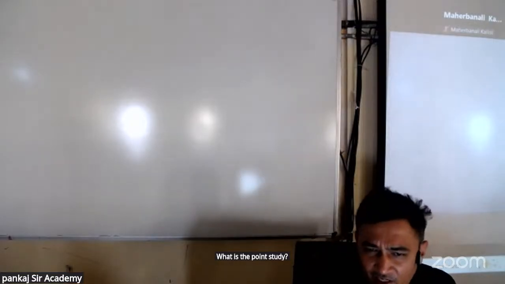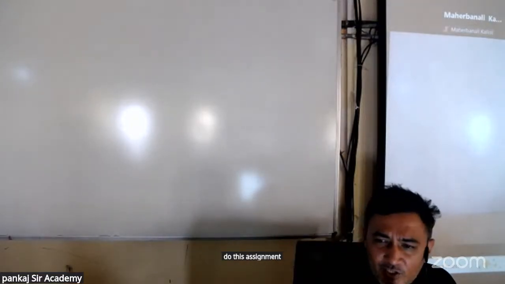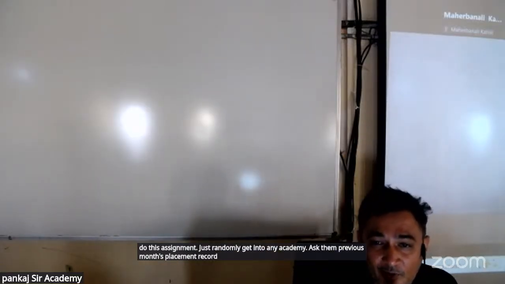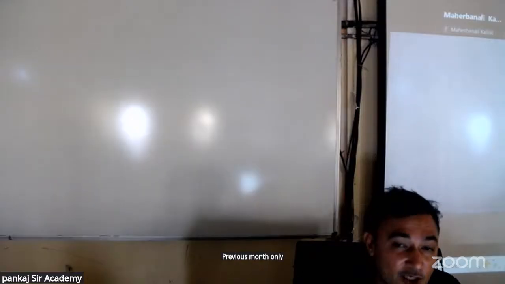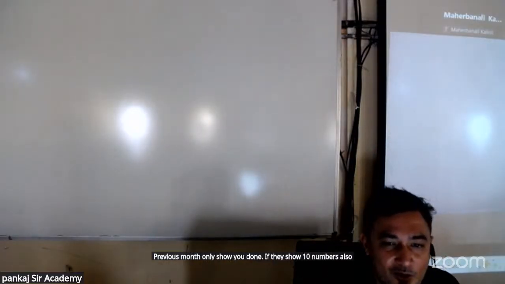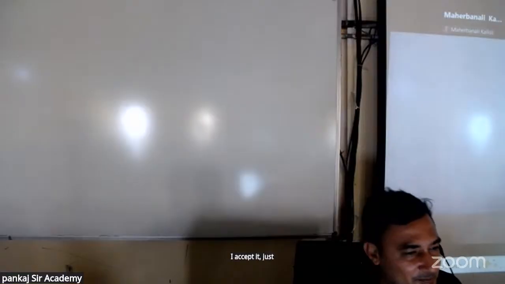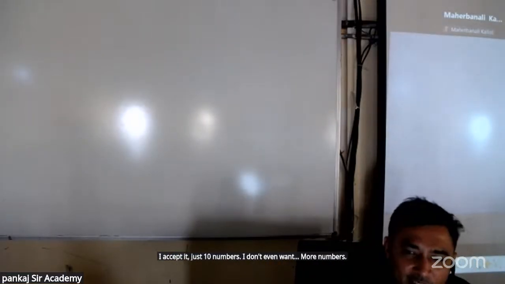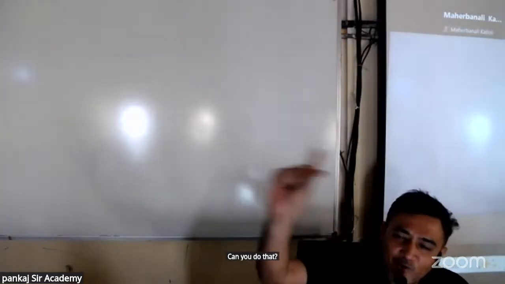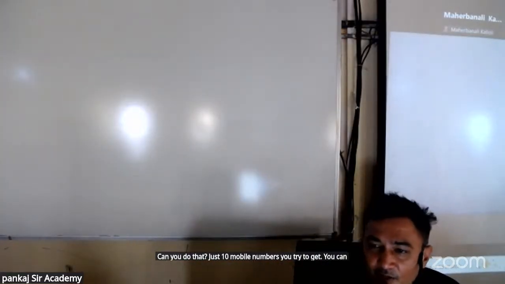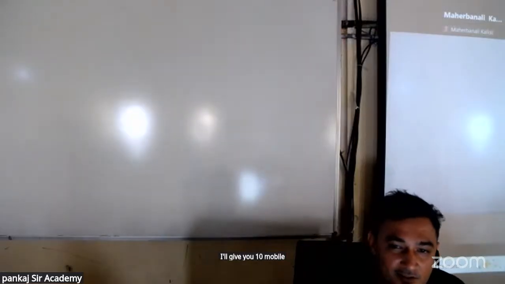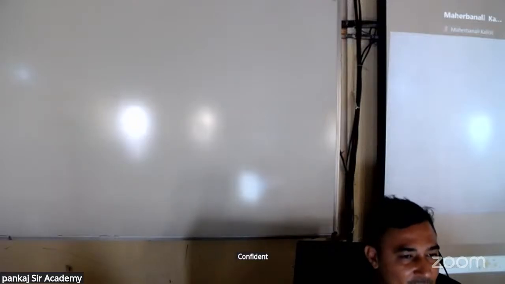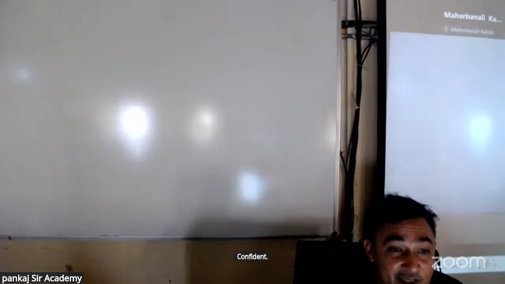Do this assignment. Just randomly get into any academy. Ask them for the previous month's placement records with mobile numbers. Just show me 10. If they show 10 numbers also, I accept it. Just 10 numbers. I don't even want more. Can you do that? Just try to get 10 mobile numbers. You can start from here. I'll give you 10 mobile numbers in 2 days. Confident. Get me 10 mobile numbers.